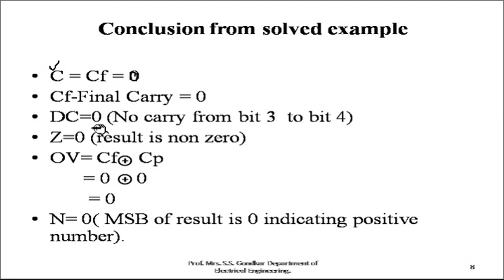DC is equal to 0. This is just the conclusion from the analysis which we have done. Z flag is 0 because the result is non-zero, and I told you how to find out the overflow flag. Overflow flag is equal to CF, that is final carry, XORed with previous carry. What is final carry? It is equal to 0. And what is CP? CP is nothing but previous carry.